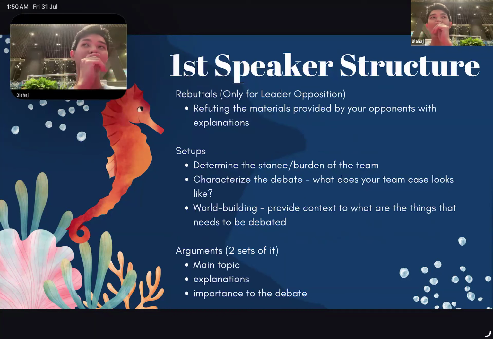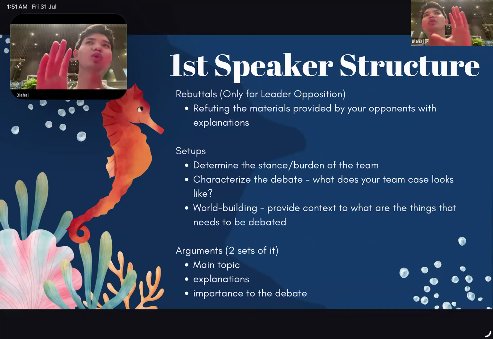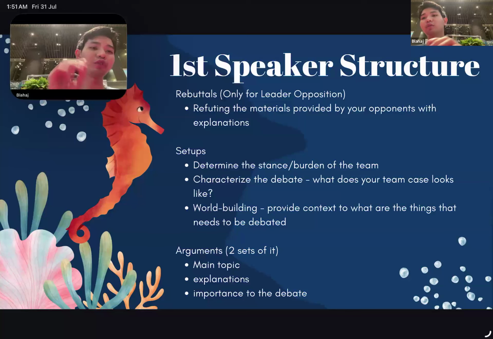All right. So this is something that we call structure. Basically, what are the formats of a first speaker's speech. The first thing that a first speaker should do is something that we call rebuttals. Rebuttals are only done by the leader of opposition. So if you're the first speaker for opposition, you have to start your speech with a rebuttal, which basically means you're trying to disprove the materials or any arguments that are provided by your opponents, with some explanation.